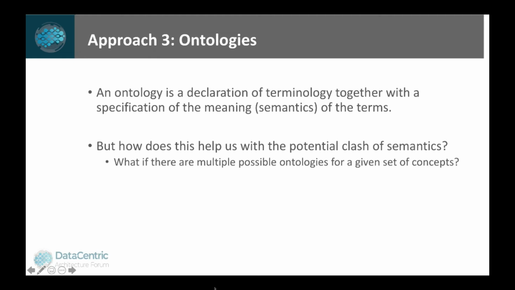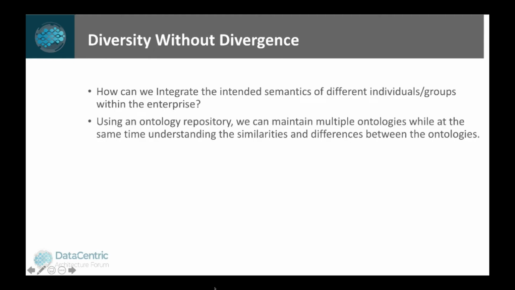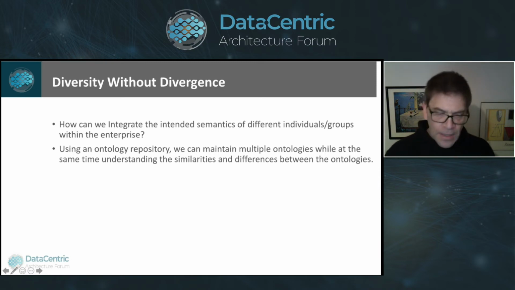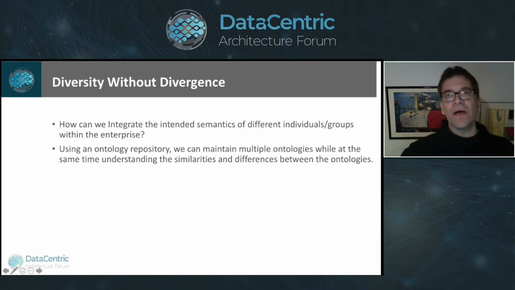The thing though is, how does this actually help us with the integration of these systems, right? How do we deal with a potential clash of semantics? In particular, what if there are multiple possible ontologies for a given set of terms, right? And that's what I'm going to be addressing here with my little slogan, diversity without divergence. So the idea would be, how can we maintain a multiple set of ontologies that can work together?